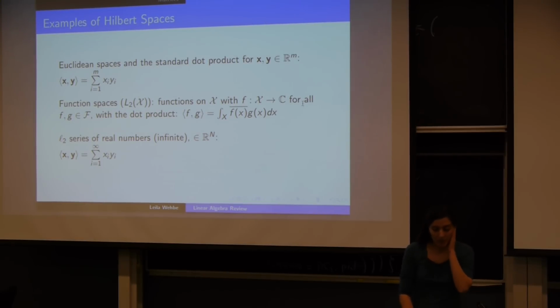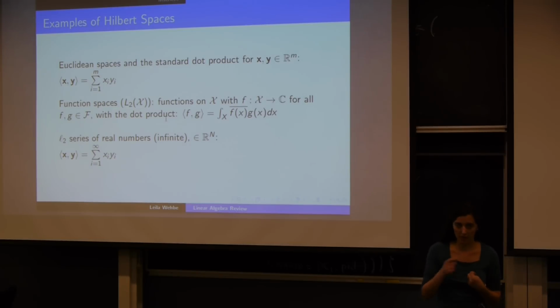An example of a Hilbert space is a Euclidean space with the standard dot product for x and y in Rm. We can also have function spaces. If you think of functions that map from x to the set of complex numbers, then we compute the dot product by replacing the sum with an integral like before, the integral of f of x times the complex conjugate of g of x. This is how you can compute dot products for functions.